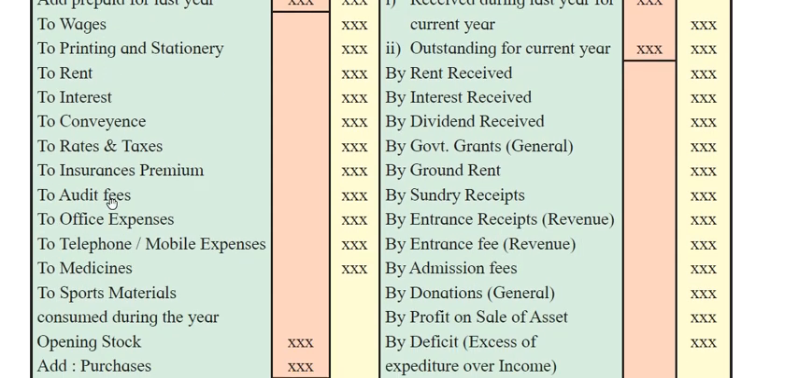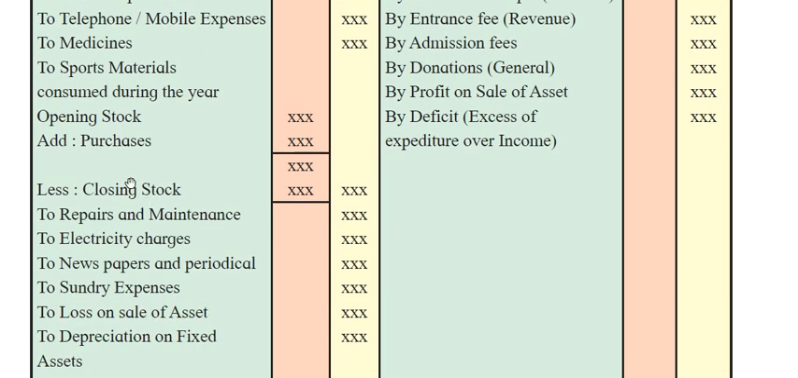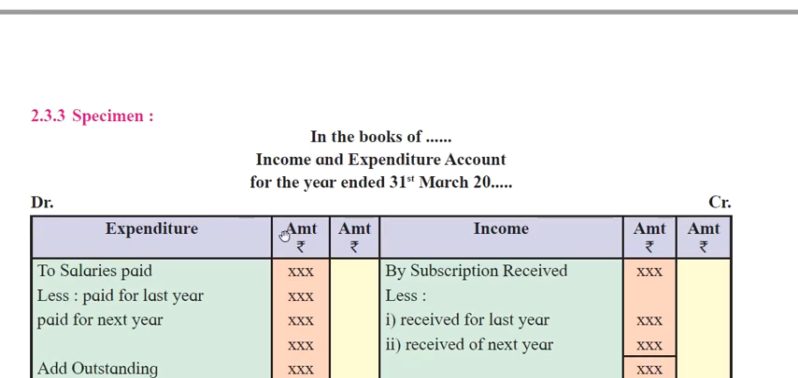The debit side entries are wages, printing and stationery, rent, interest, conveyance, rates and taxes, insurance premium, audit fees, office expenses, mobile expenses, telephone, medicine, sports and materials consumed during the year, opening stock, purchases, closing stock, repairs and maintenance, electricity charges, newspapers and periodicals, sundry expenses, loss on sale of assets, depreciation on fixed assets, and surplus, excess of income over expenditure. These come on the debit side, the expenditure.